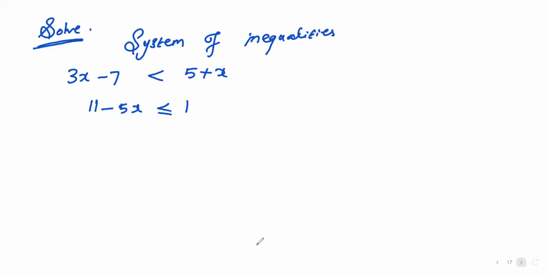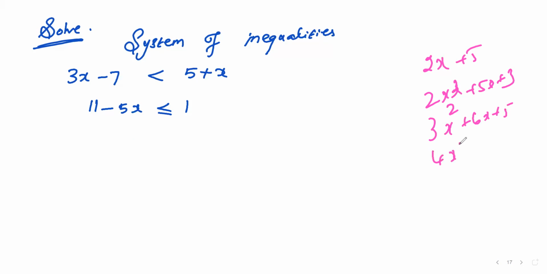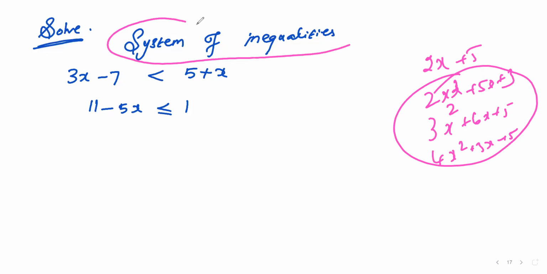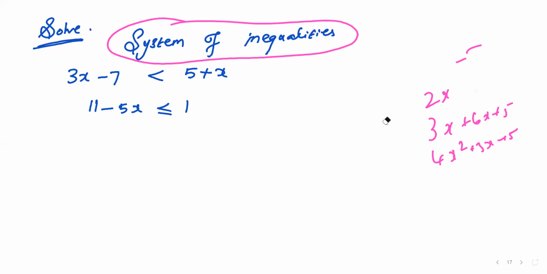It's very important. Next, system of inequalities. What is a system? If you have one equation, that is only one equation, like a linear equation or a quadratic equation. If you have so many equations, suppose 3x square plus 6x plus 5 and 4x square plus 3x plus something, these are also a system of equations. Here it is a system of inequalities. There are three inequalities, and we have to find the solution for this.